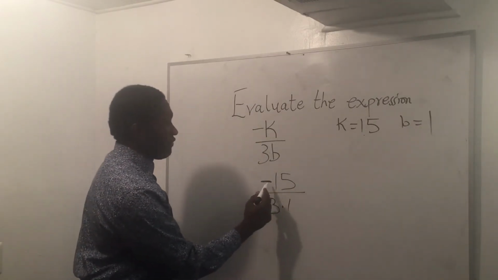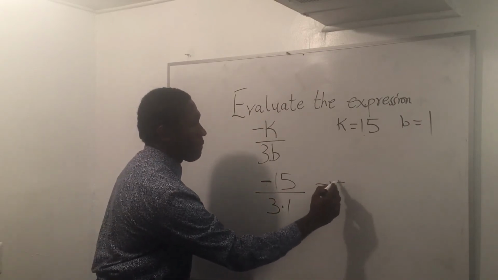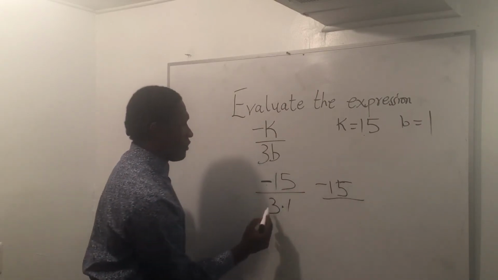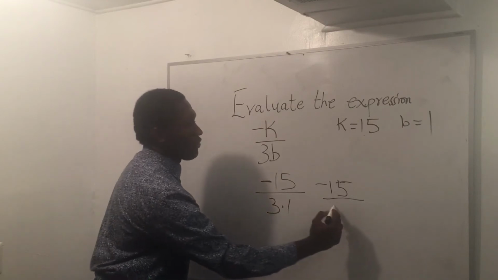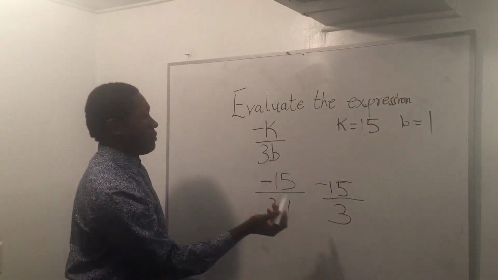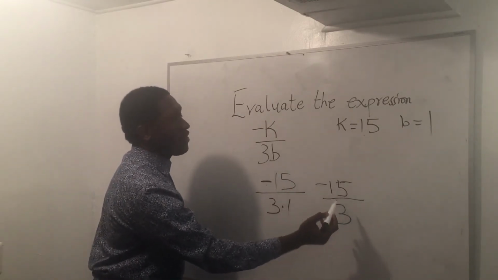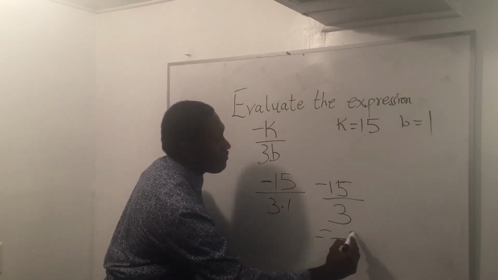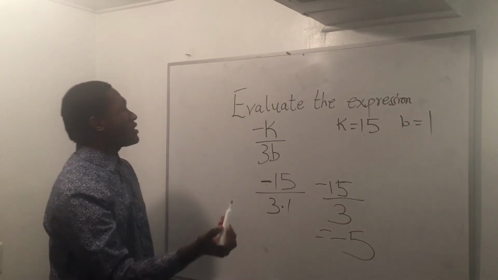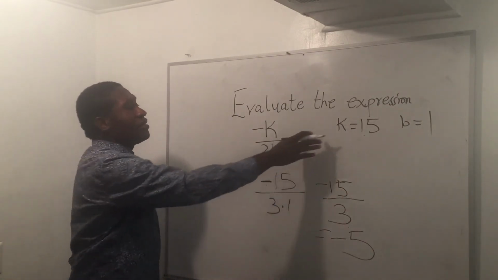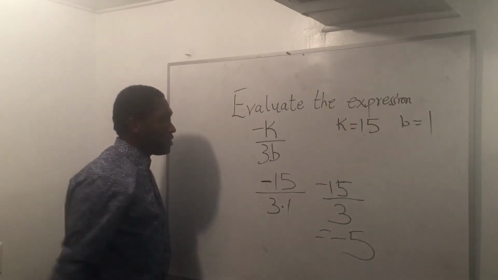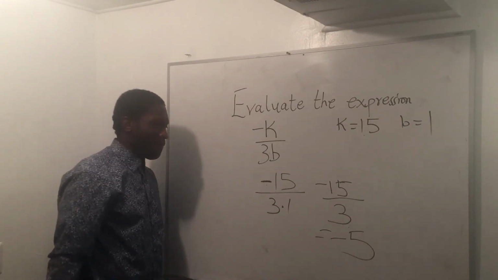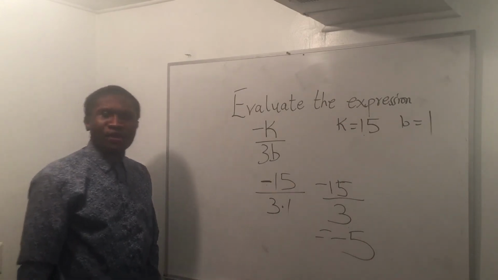And now I have -15 up top, and then 3 times 1 is 3. So now I'm just solving it, right? So -15 divided by 3 is what? -5. And that's it. So all I had to do was just plug in the values for the variables they gave me. Oh, that wasn't bad. I like this. That's not bad at all.